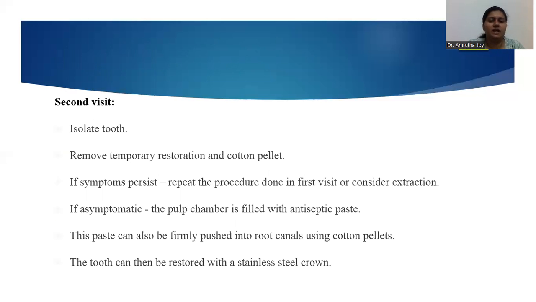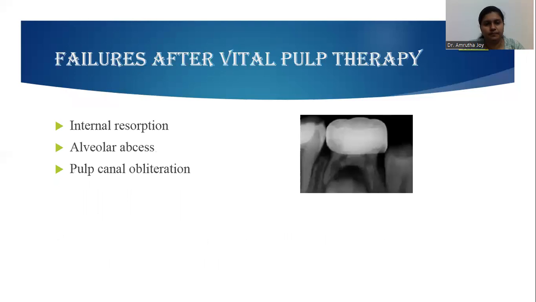In the second visit, again isolate the tooth and remove the temporary restoration. If symptoms persist, that is bleeding or pain, or the pulpal tissue is still vital, we can repeat the first visit procedure for 1 more week, or we can consider extraction. If asymptomatic, in the second visit the pulp chamber is filled with antiseptic paste, we can press this antiseptic paste into the root canals using cotton pellets, and then the tooth can be restored with a stainless steel crown.